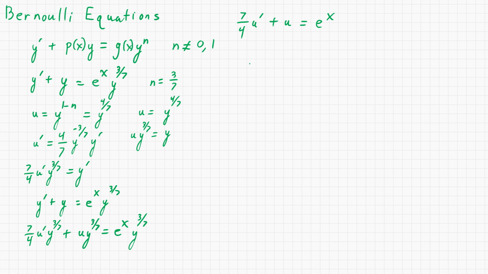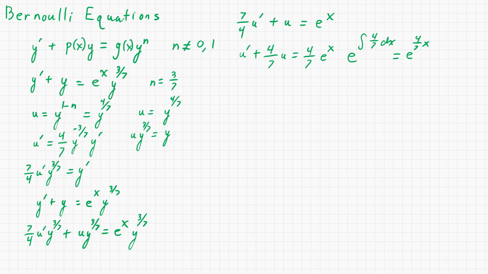It's not too terrible looking. Let's get it into standard form for integrating factor. So multiply everything by 4/7. So we get u prime plus 4/7 u equals 4/7 e to the x. All right, so our integrating factor, e to the indefinite integral of 4/7 dx. Okay, that ends up being e to the 4/7 x. All right, so that's that.